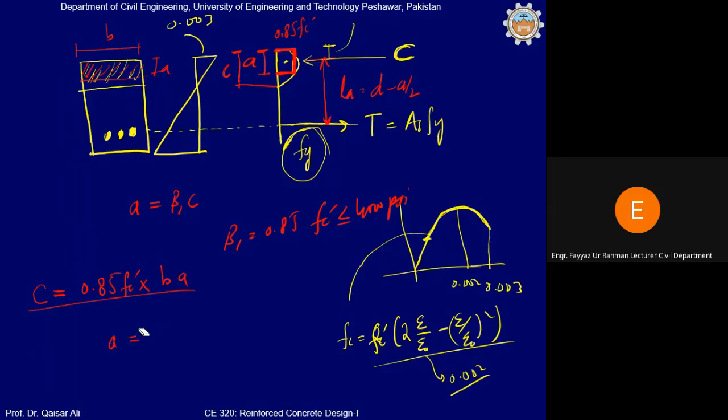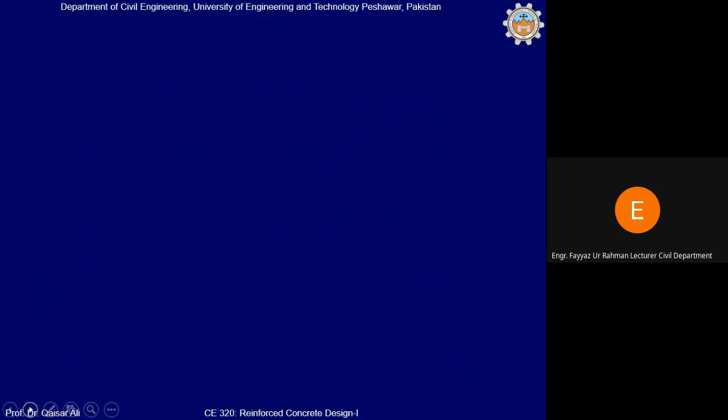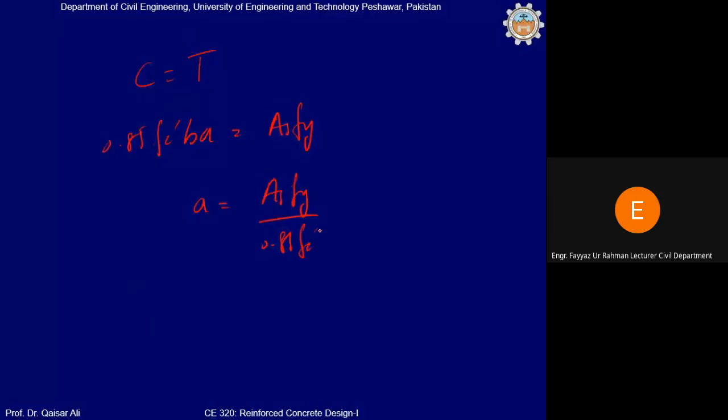Now from this relation, you can calculate the depth of the compression block. First of all, you will calculate T. T is equal to As fy. It is very easy. And now using the equilibrium equation, you know that C will be equal to T. So C is equal to 0.85 f'c b a, T is equal to As fy. So from this you can calculate the depth of the compression block, which will be equal to As fy divided by 0.85 f'c into b.